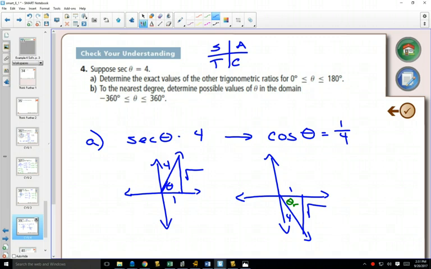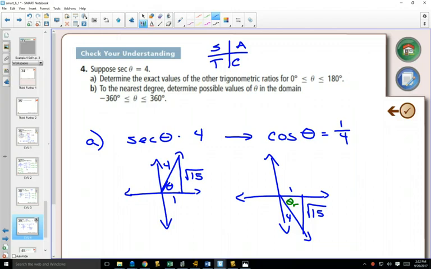Close, closer. 15. Because the c squared will be the hypotenuse, right, which is the 4. So you're going to have to go 16 minus 1 and get 15 for a squared plus b squared equals c squared. So now we've drawn our triangle. We're able to label all sides of that triangle.